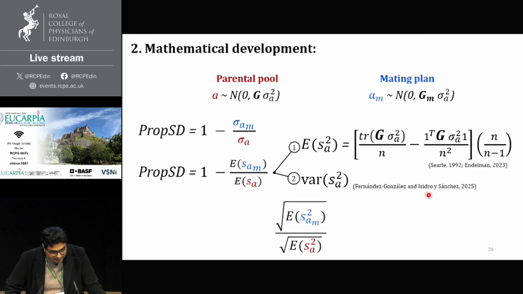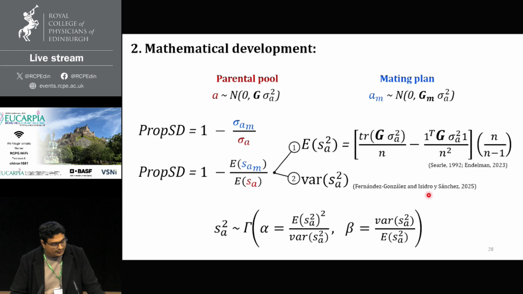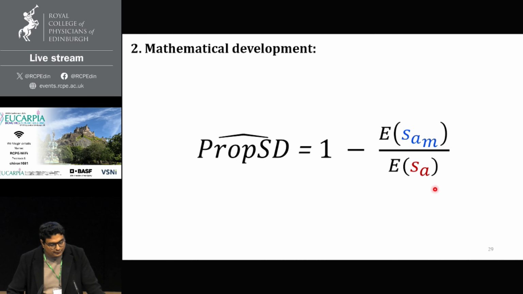And it could be very tempting to do it that way, where you take the square root of the expected sample variance. However, this is incorrect because the square root of the expectation is not equal to the expectation of the square root, which is what we really want. Luckily, we do know that the sample variance is coming from a gamma distribution with the following shape and scale parameters that could be used to obtain the expected standard deviations that we want for both the mating plan and also the parental pool to compute or estimate the proportion of additive standard deviation lost.